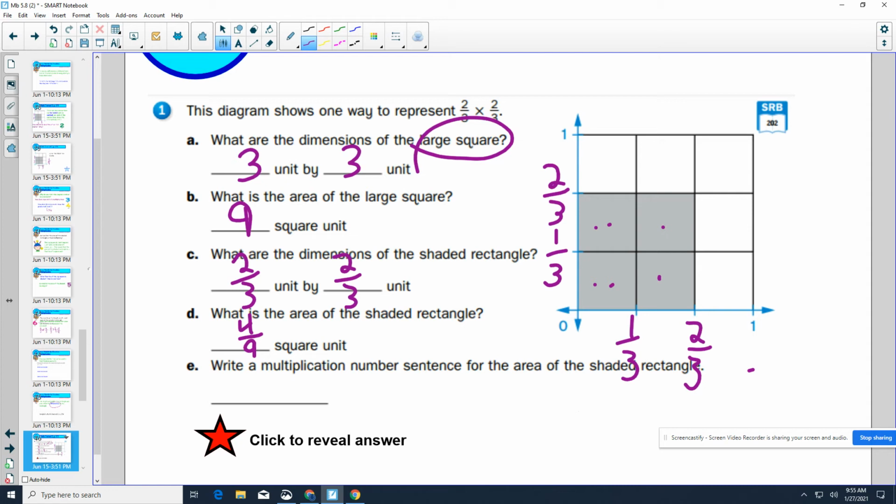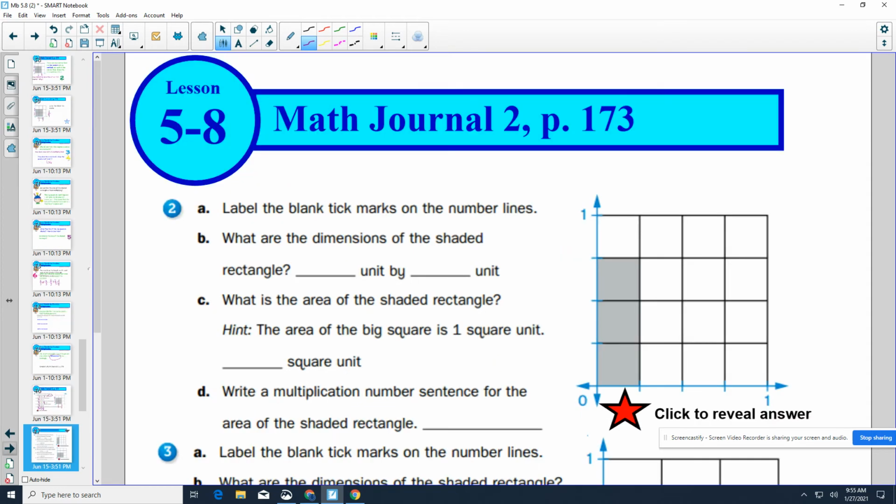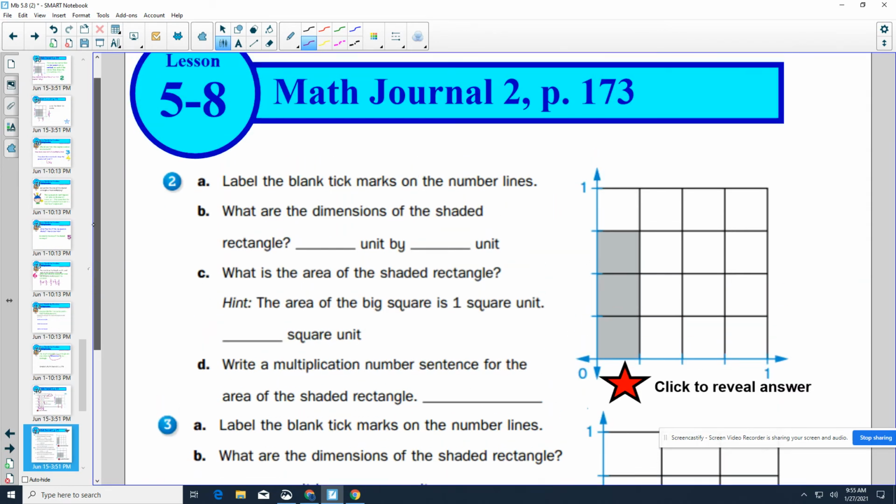Now, think about the multiplication for the shaded area. We know it's length times width. Width and length are both 2/3, so I could write my multiplication sentence. I get 4/9. So hopefully you got that. It can be a little bit tricky. You really have to take the time and read the language on there.